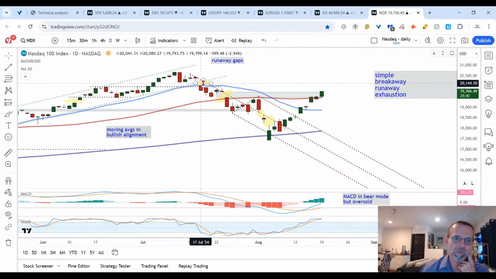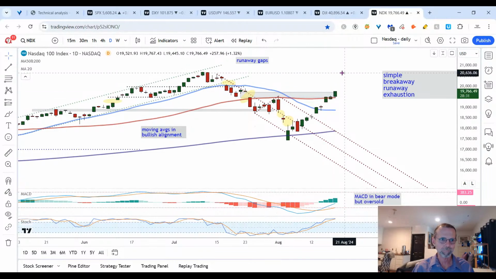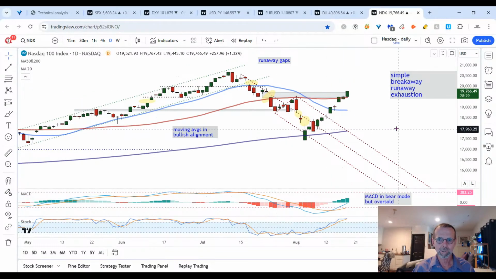We could talk about this being a series of runaway gaps to the downside. Now we've got at least 2 gaps moving to the upside. So high energy in the tech stocks.